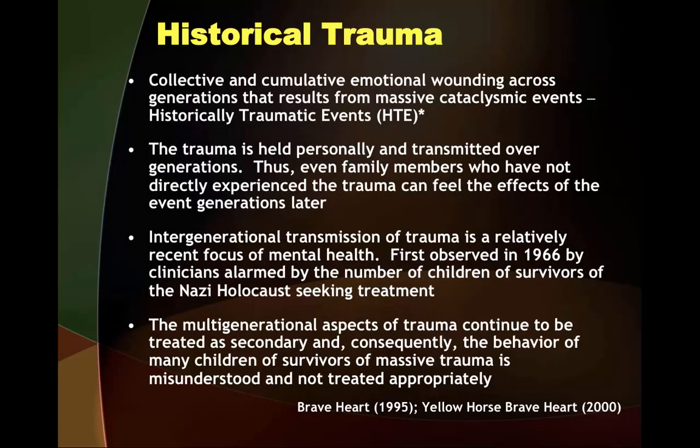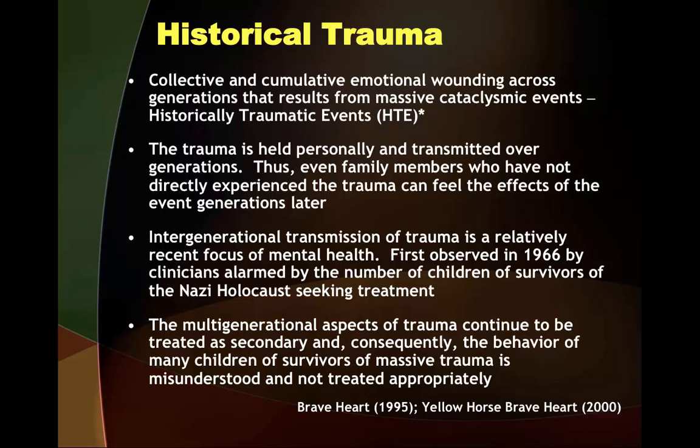So just to review, historical trauma is a collective and cumulative emotional wounding across generations that results from massive cataclysmic events or historically traumatic events. The trauma is held personally and transmitted over generations. So even family members who have not directly experienced the trauma can feel the effects of these events generations later. And new research is really showing that it actually can change the DNA, and patterns within the brain that get transmitted from generation to generation can actually be documented.